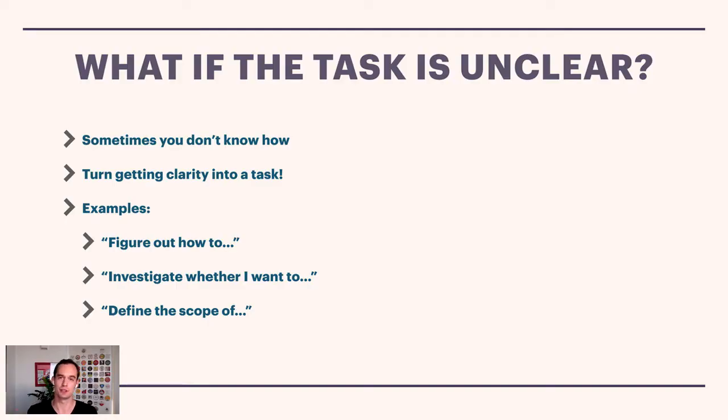Sometimes a task is unclear. This is something that pops up from time to time. Sometimes you just don't know how. Like, how am I supposed to do this thing? So you want to have something in your task manager, but you're not quite sure what action you're supposed to be taking, or you don't know exactly what you want. And in this case, just turn getting clarity into a task. So I'll often have tasks that are like, figure out how to.